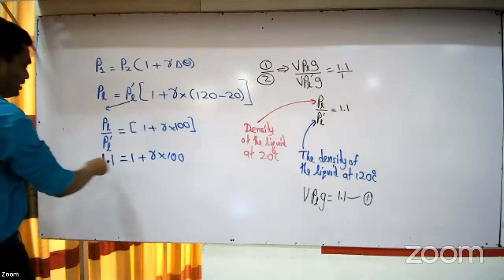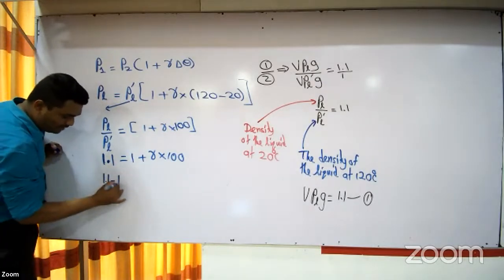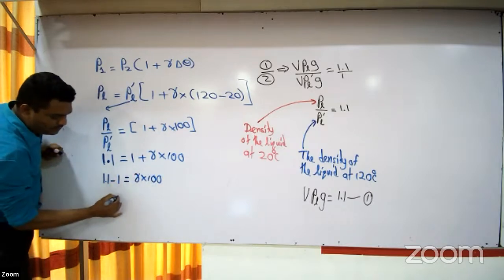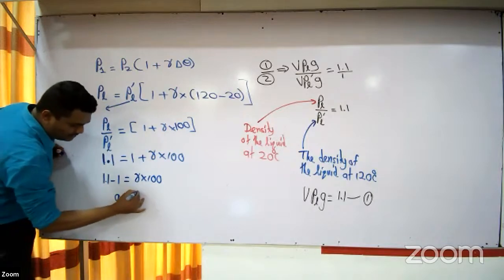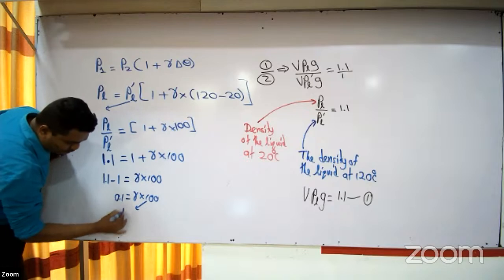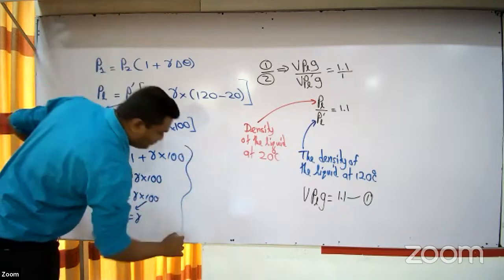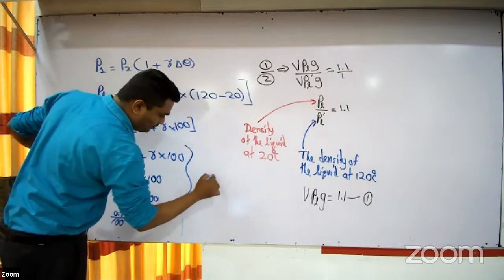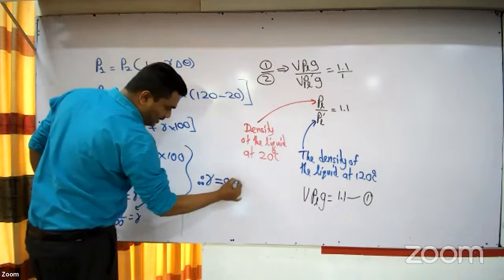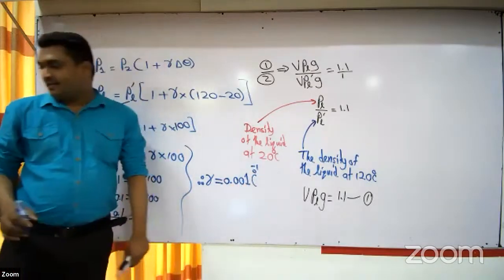So if you take this one to the other side, you get 1.1 minus 1 equals gamma into 100. 1.1 minus 1 is 0.1 equals gamma into 100. If you take 100 to this side, 0.1 divided by 100 equals gamma. So it means gamma equals 0.001, unit is per degree Celsius.